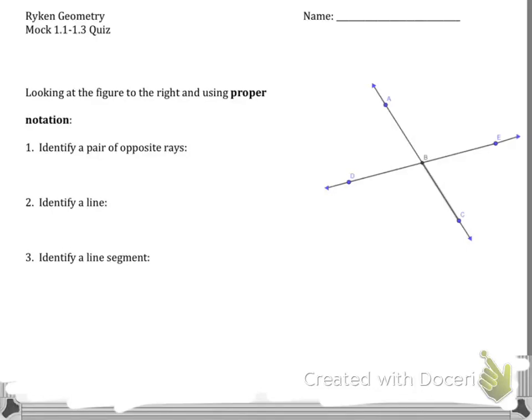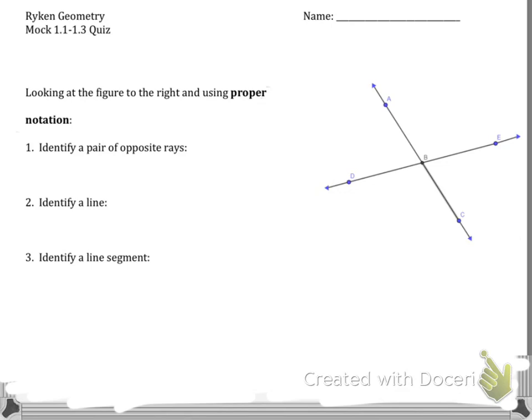Okay, in this video I'm going to go over the mock quiz. Looking at the figure to the right and using proper notation, so that's key. You want to focus in on the proper notation because that's going to be very, very important for your success in this quiz. Proper notation means that you put a notation above the letters that you use.